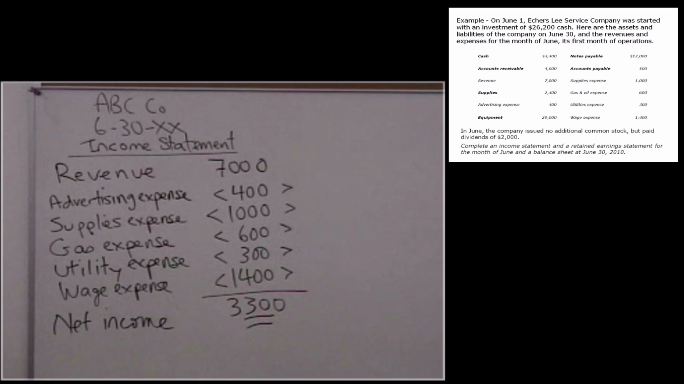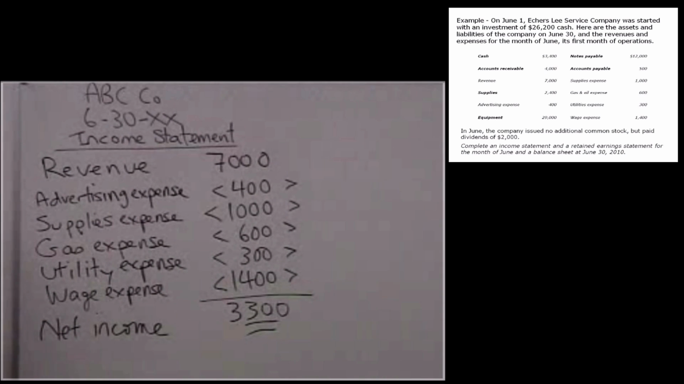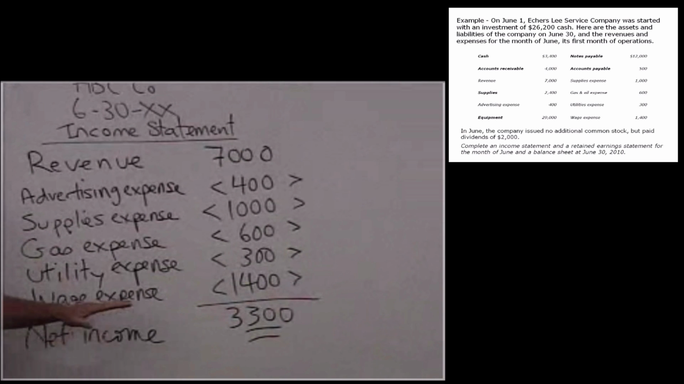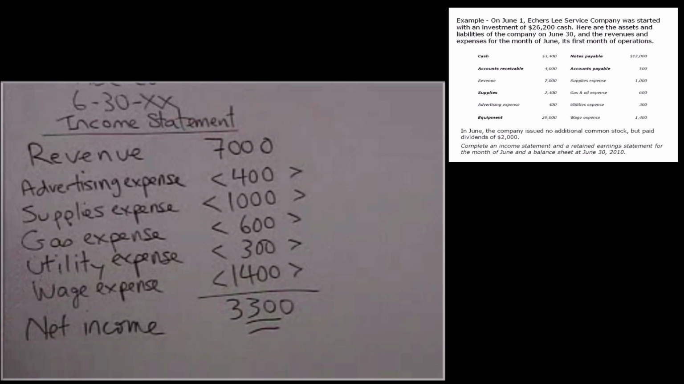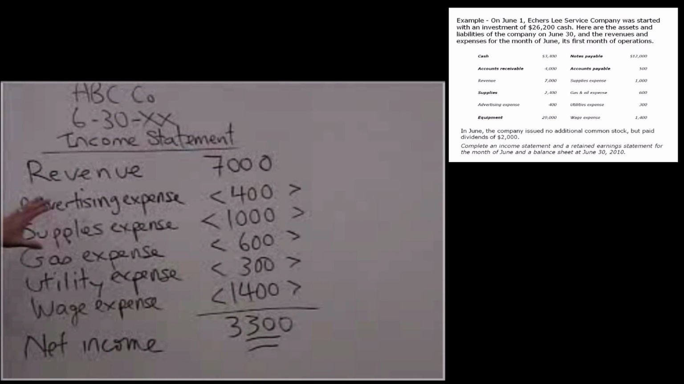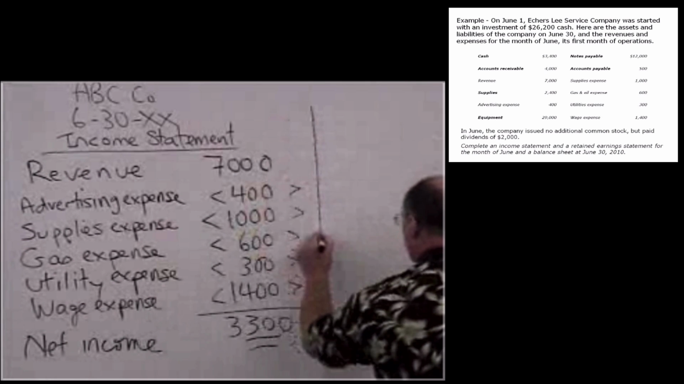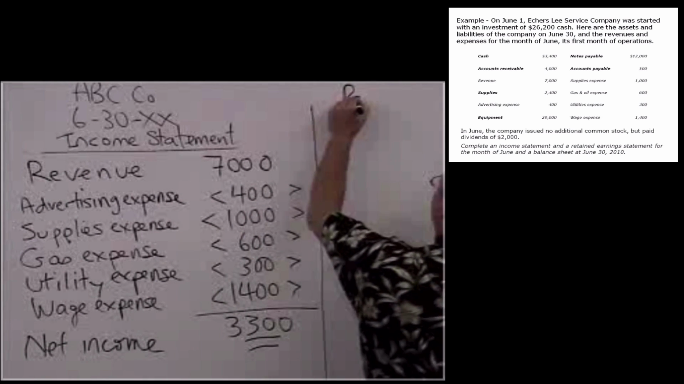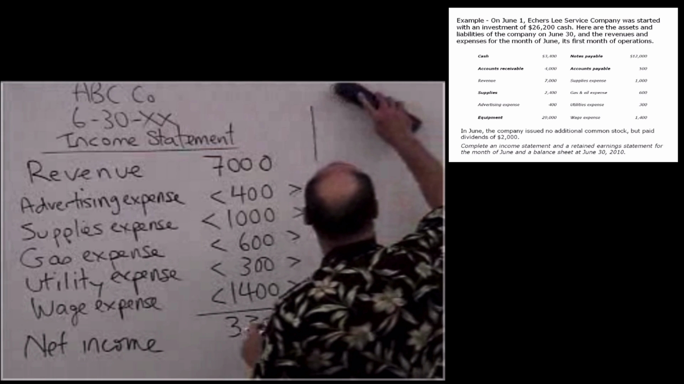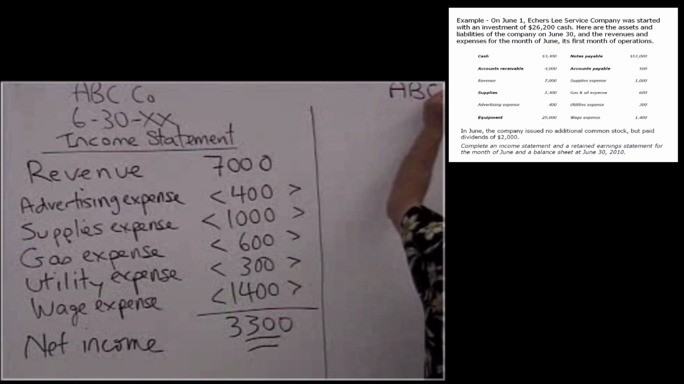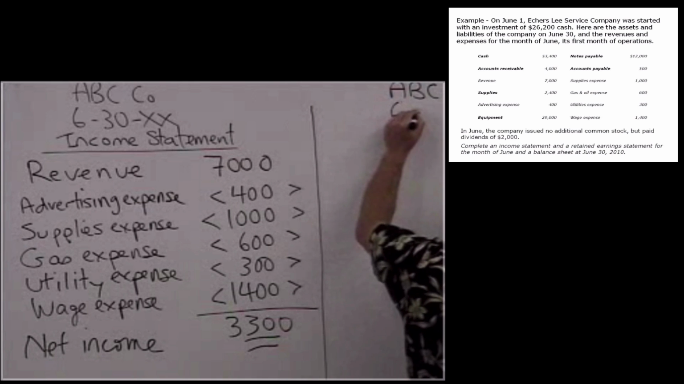Now that we've prepared the income statement, our second financial statement is to prepare retained earnings. And I prepare retained earnings underneath the income statement, or after the income statement, because I need net income from the income statement in order to prepare the retained earnings statement. So I will put the retained earnings statement over here, or a line in between these. Oops. ABC Company, 630XX.